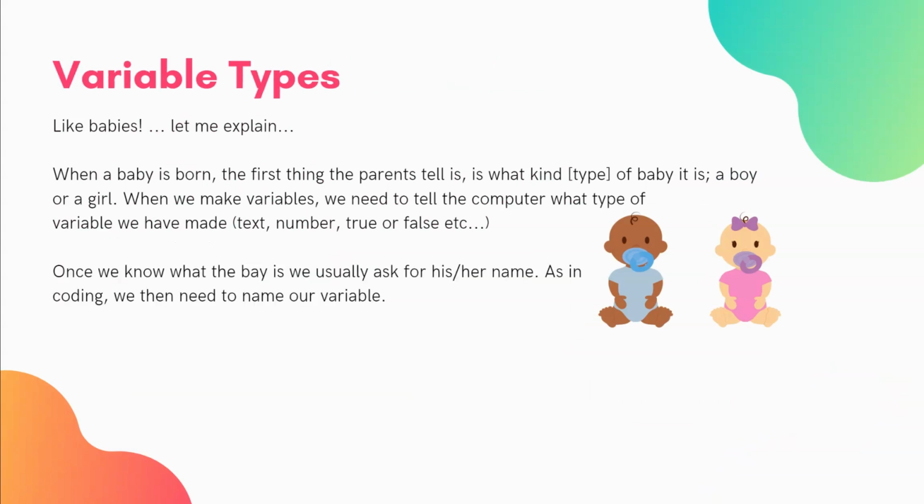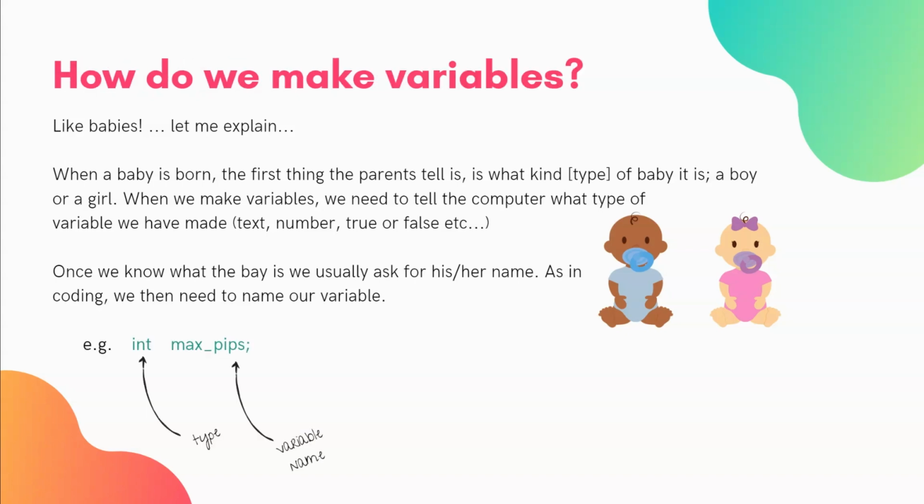Once we know what the baby is, boy or girl, we usually ask for his or her name. And as in coding, we need to name our variables as well. So in this example, we have the type, sort of the boy or girl, is an integer, which is shortened to int. So we can just type int. And then we can name our variable. In this case, we've called it max pips, which is not a good name for a baby, but a good name for a variable because it is understandable.